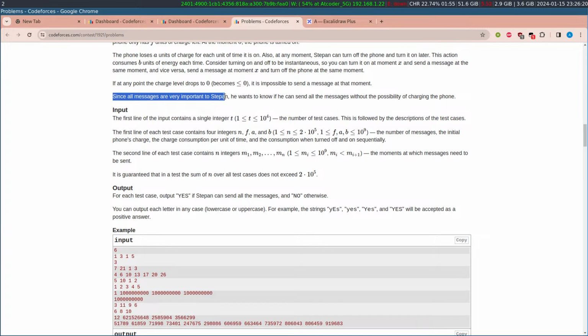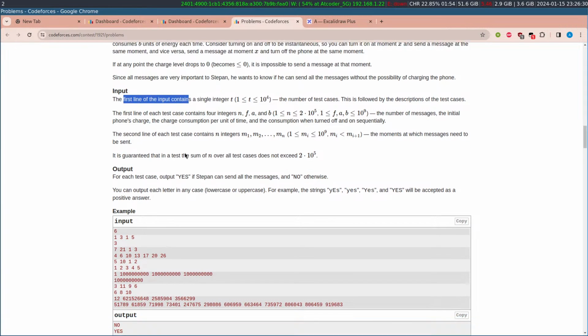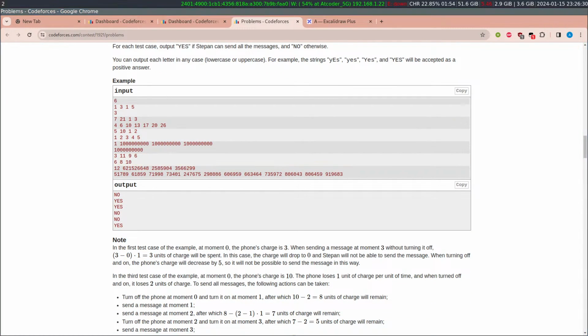Since all messages are very important to Stefan, he wants to know if he can send all messages without the possibility of charging the phone. So here, the input and everything is given. Let's look at one of the samples here.